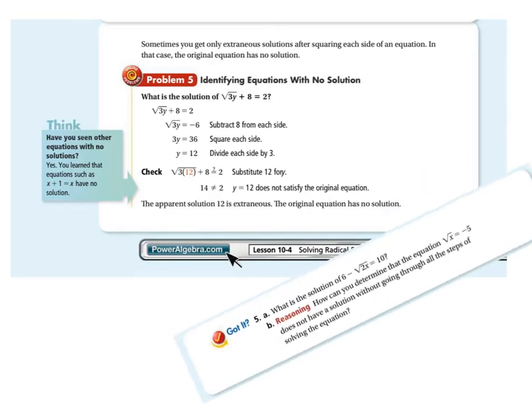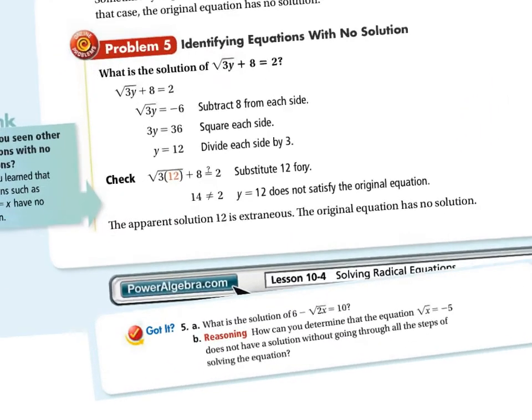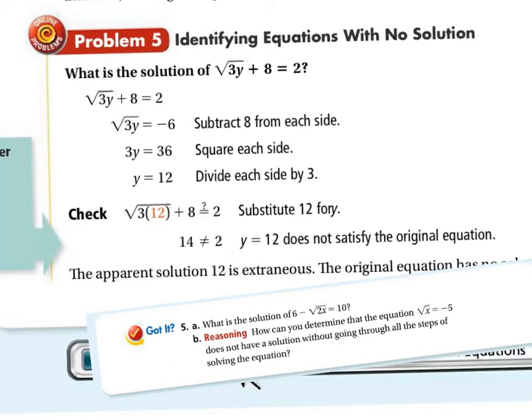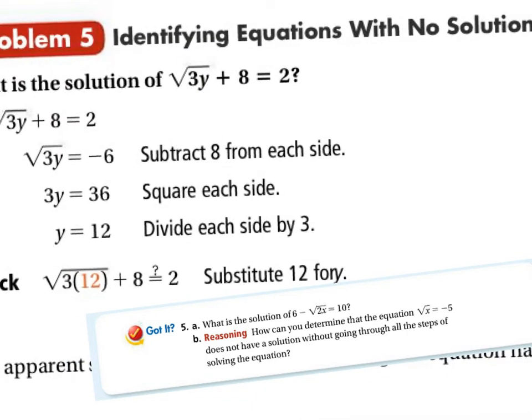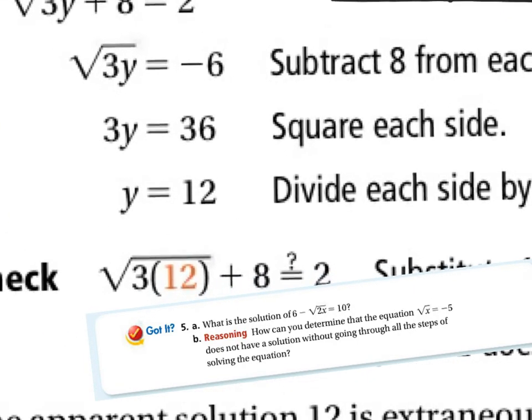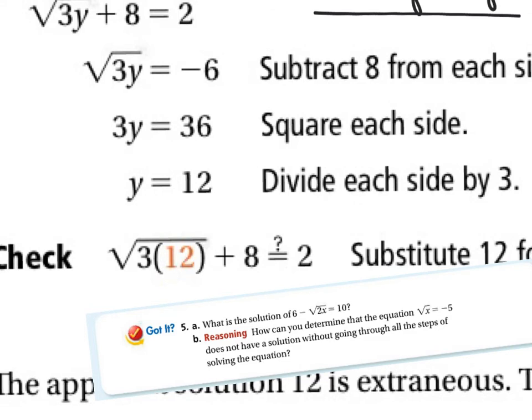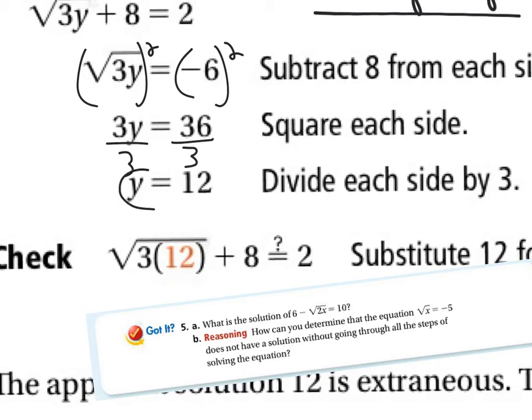Problem 5, if you look at this equation, just like we've been doing, they isolated the radical first, so they subtracted 8 on both sides here. So they got square root of 3y equals negative 6, and then they squared both sides. They got 3y equals 36, and then they divided by 3. They got y equals 12.